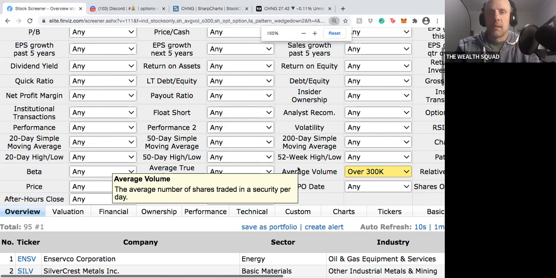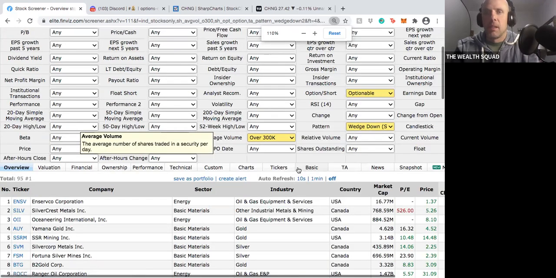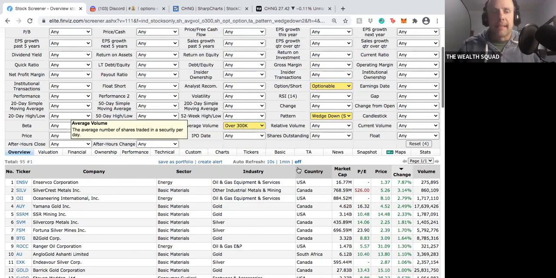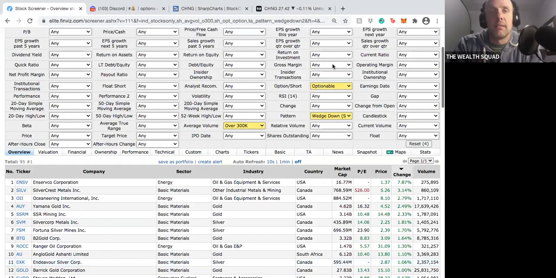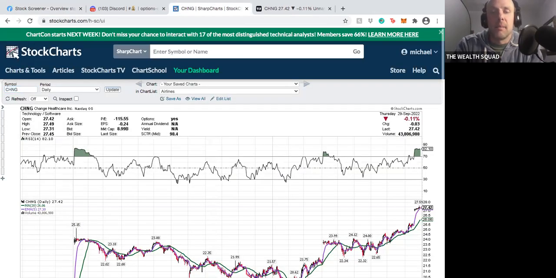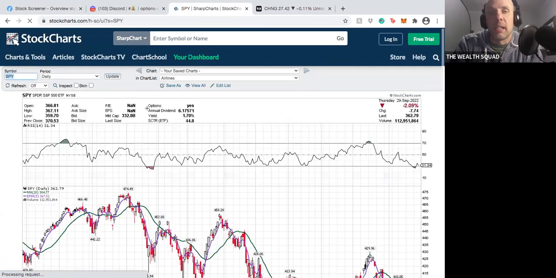Right, so back to this. Anyhow, y'all, that's essentially what we have for the broadening wedges, those broadening formations, right? If you look at SPY, let's go look at SPY for a second. You can basically see as SPY is getting beat up, it's forming this whole broadening formation too in the long run.